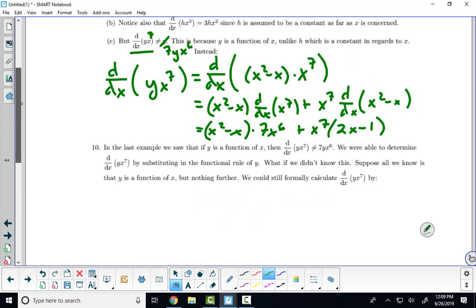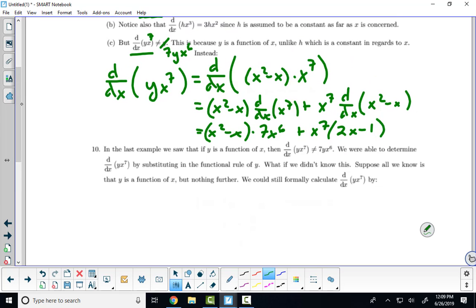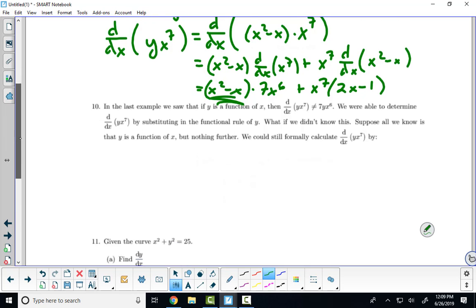Specifically, folks, there is the 7 and the y, x to the 6th, that maybe somebody might accidentally think was the derivative of this, but they're missing this whole second piece of the product rule. All right, so I think we brought that home.